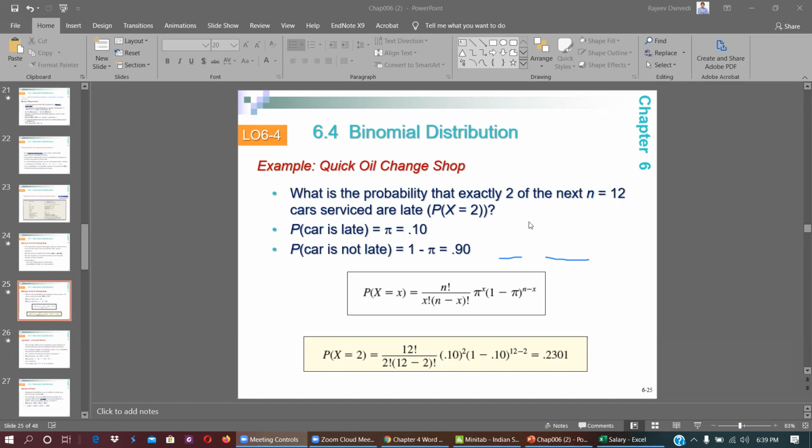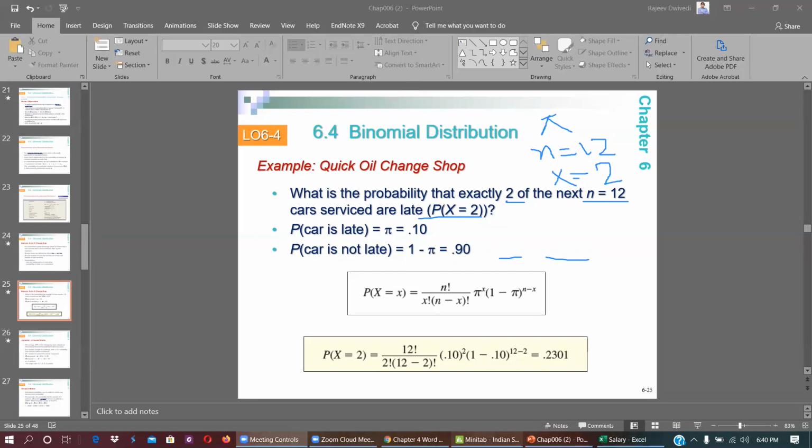what we need in this distribution, we need a few things. We need the pi value. Three things we need. Pi value means event probability. N is how many times you are doing it, which is 12. X value, which is 2, means which event you are talking about, event number 2. So they are asking what is the probability that exactly 2 cars serviced are late. Okay, we have all 3 inputs. Now I'm going to clear.